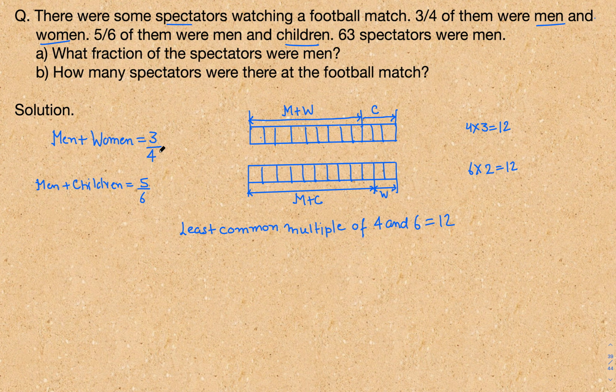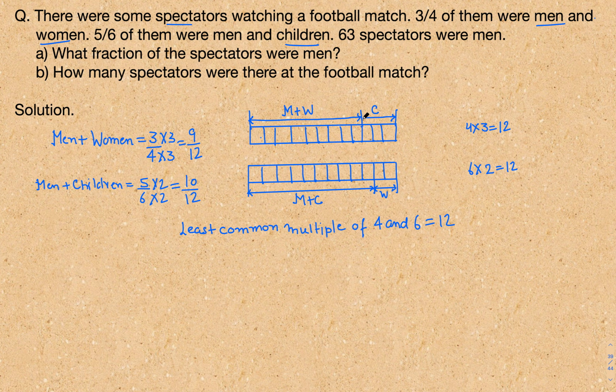Because here 4 and 6 represent the total number of spectators, right? And if I want to make this 12, what can I do? I can just multiply both the numerator and denominator by 3. So that will give me 9 by 12, right? Now here also the denominator is 12, right? And how about here? We can multiply with what, so that we get 12 in the denominator with 2? So multiply both numerator and denominator by 2, you will get 10 by 12. Okay, so that's another way. It's very much optional, but it's just for more clarity.